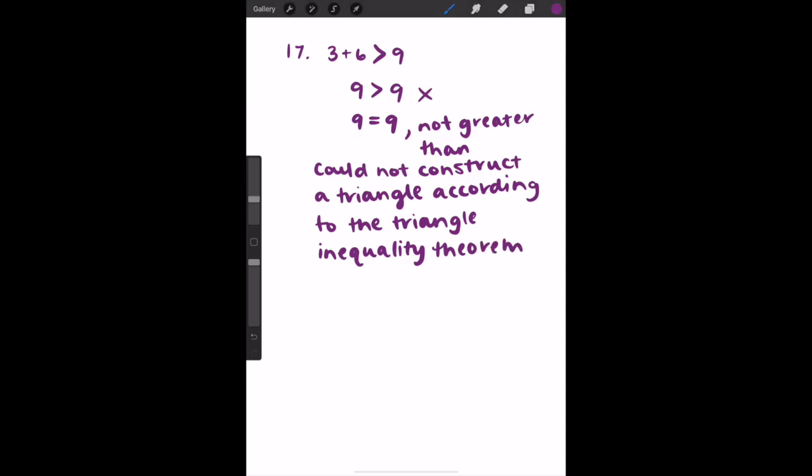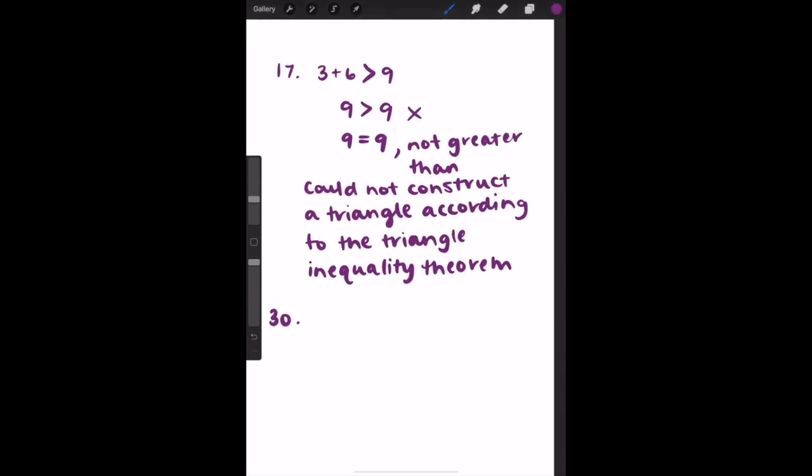Alrighty, our last problem, number 30, says explain why the hypotenuse of a right triangle must always be longer than either leg. So we know that the hypotenuse of a right triangle is across from the 90-degree angle, the right angle. Because of that, it has to be the largest because that angle at 90 degrees will be larger than any 2 other angles in the triangle.